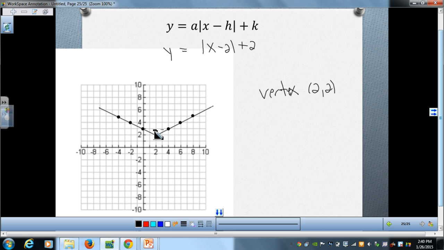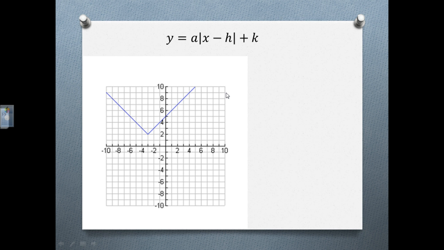Now, right away, our absolute value function opens up here, so we know a is going to be positive. Now all I have to do is find the rate of change, just like we did for a line. Looking at our rise over run, up 1 over 2, and then up 1 over 2. So we can see that our a value is going to be 1/2. And there is our completed equation of our absolute value function. All right, let's take a look at another example.